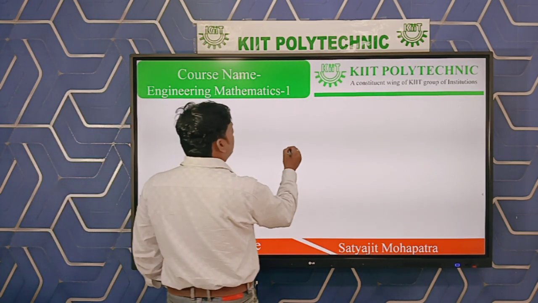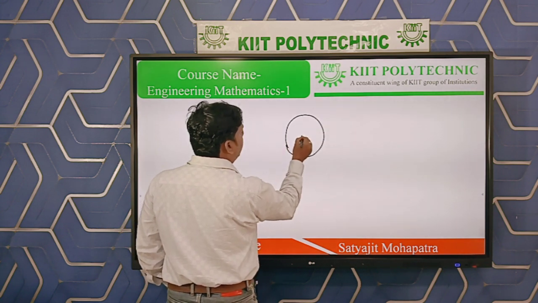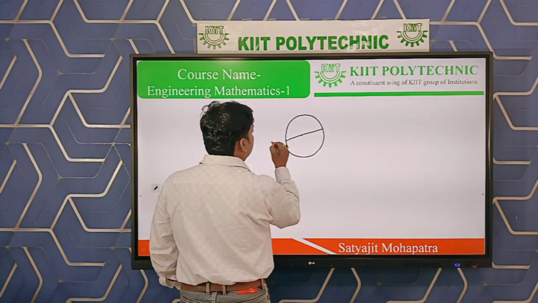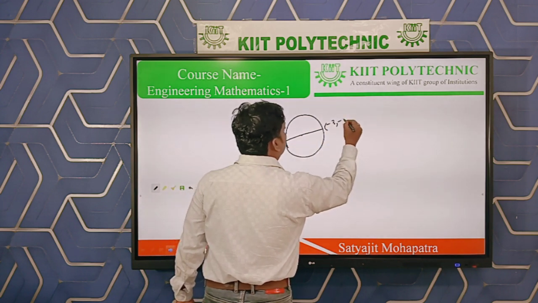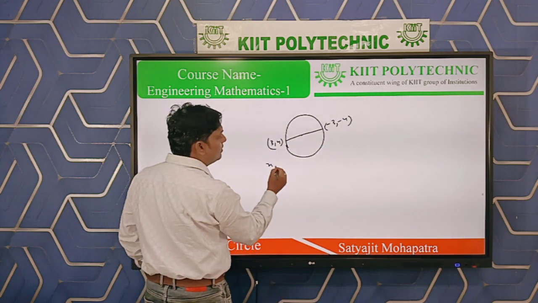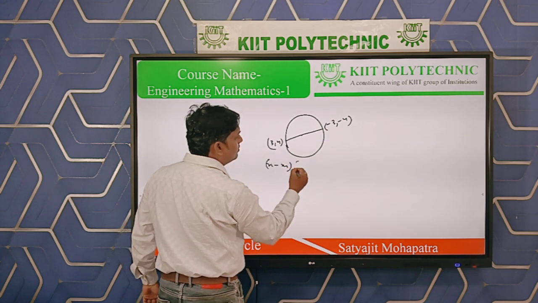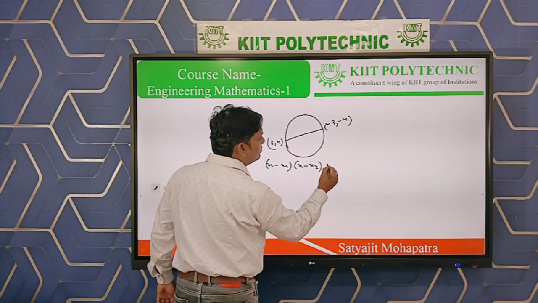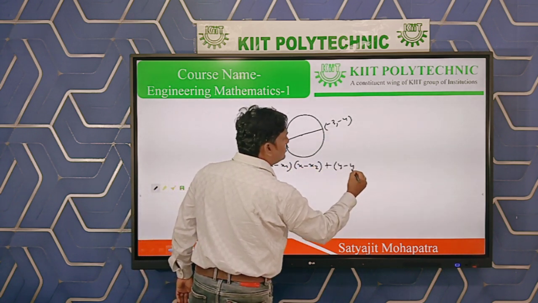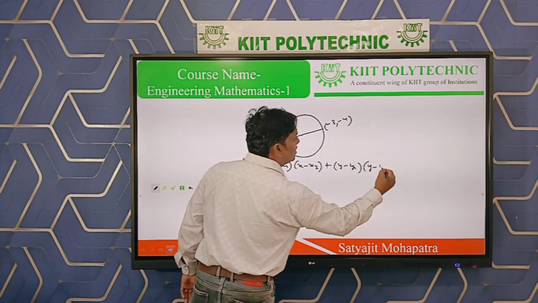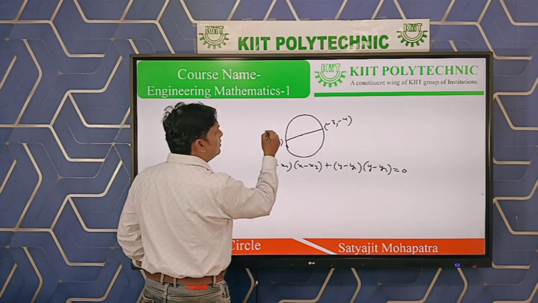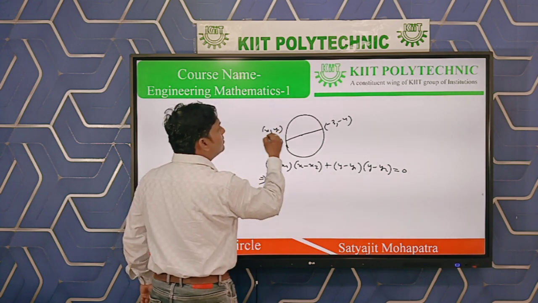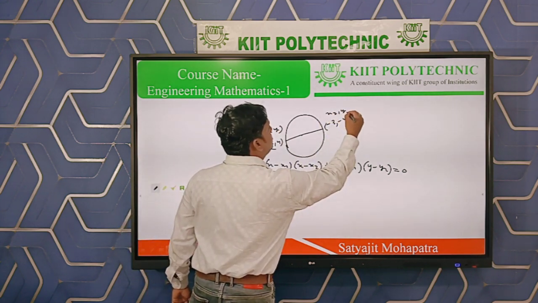All of you see, this is the circle. The end points of the diameter are given: 3, 4 and minus 3, minus 4. All of you know the formula: (x minus x1) into (x minus x2) plus (y minus y1) into (y minus y2) is equal to 0. Just see here, this one is x1, y1, and this one is x2, y2.